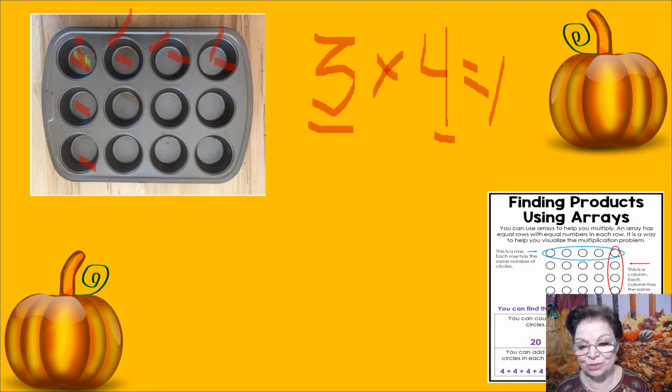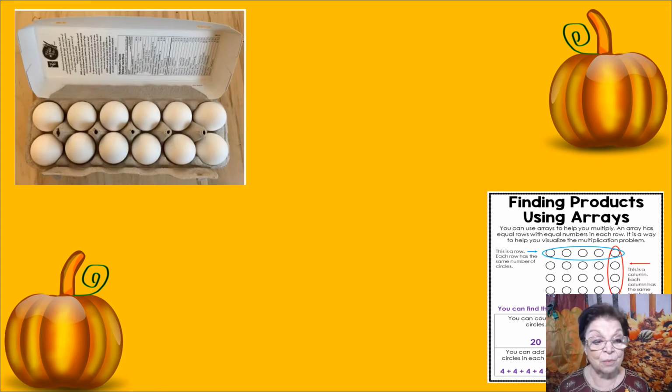If you said 12, you are absolutely correct. Good job. An array helps us see how things organize a multiplication problem, so you can visualize how it's multiplied. Did you know that there are arrays all around you? Just like I said, I have a cupcake pan in my kitchen, just like that one. I also have a carton of eggs in my kitchen, just like this one.